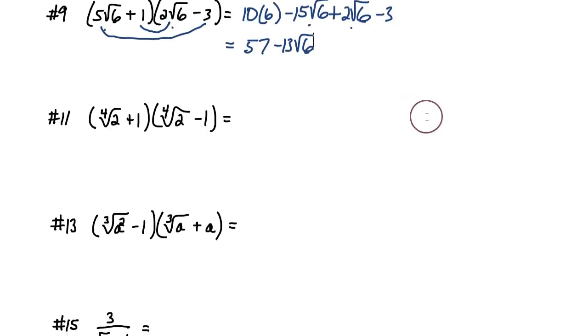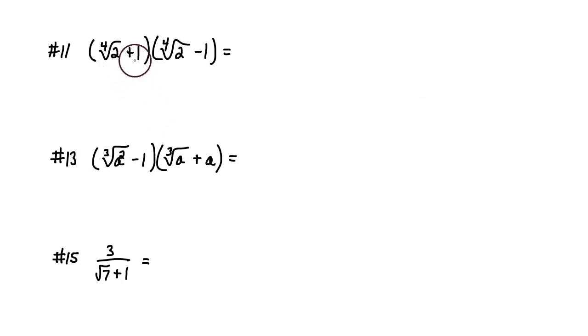Number 11, do you recognize the format? Binomial times binomial, so it's FOIL. But it's the special case of FOIL because that's +1 and that's -1. Our outer and inner terms are going to cancel away when you combine. So we don't even need to do that step. This times this makes the fourth root of 4. And then 1 times -1 makes -1.